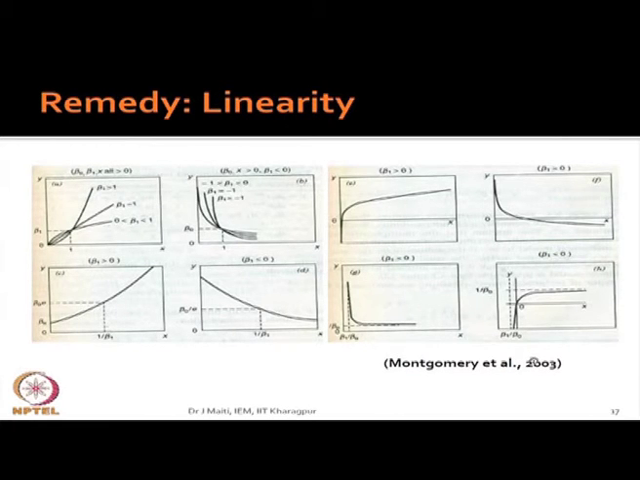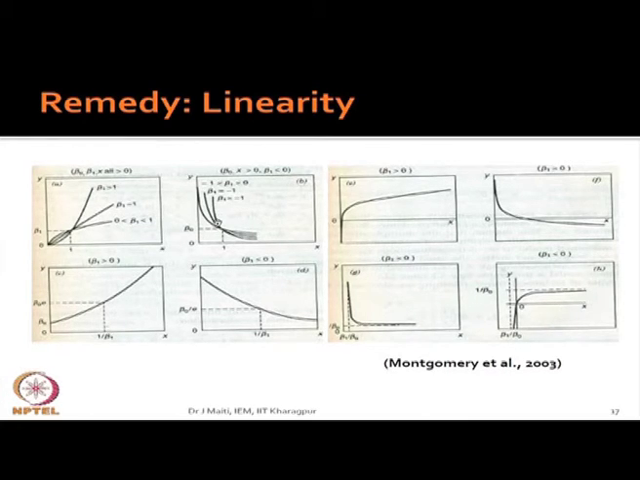Now, if there is a linearity problem, there are several types of nonlinearity. For example, in y versus x, your plot will look like this, like this, depending on the beta values, the regression coefficient values. For these different types of nonlinearity in the y versus x relationship, Montgomery et al. in the same book have given transformations. Suppose these are figure A, B, C, D, E, F, G, H.